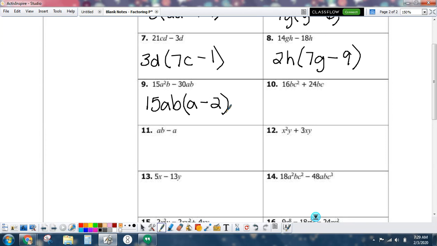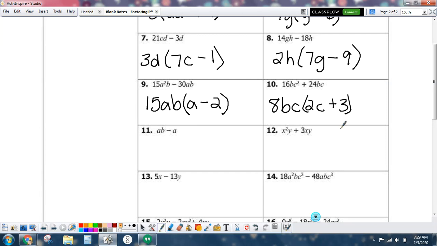Try the next one. All right, the greatest common factor that comes out of 16 and 24 is 8. And then the biggest thing between b and b is b. And c squared and c would be c. And then I'm left with 2c. And then 8 times 3 is 24. And the bc is already on the outside.